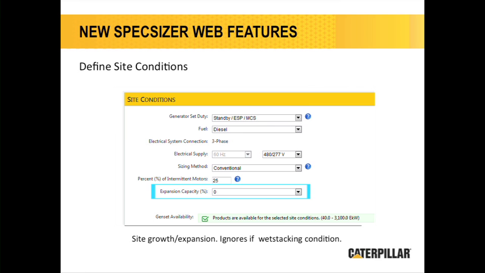Now, I did touch on expansion capacity before. That's an important feature. I've been managing SpecSizer for about 7 or 8 years here, and there have been times that I've seen a project that was about 98.7% loaded, and why would you spec, install, commission a generator set that was fully loaded? So here's a way that you can add growth capacity to a site, and you can add up to 30%.